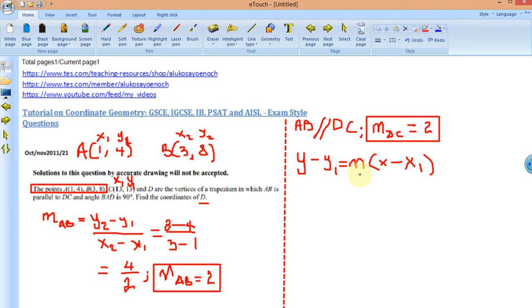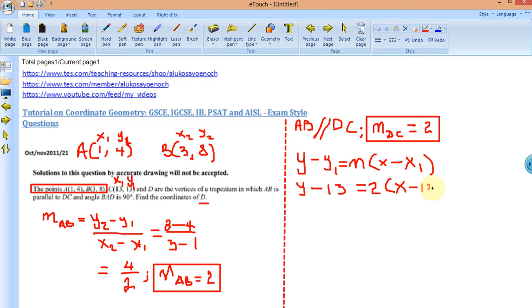So that is y minus y1, which is 13, equals the gradient of CD, or DC, which is 2. So that will be 2 times x minus x1, and x1 is also 13.